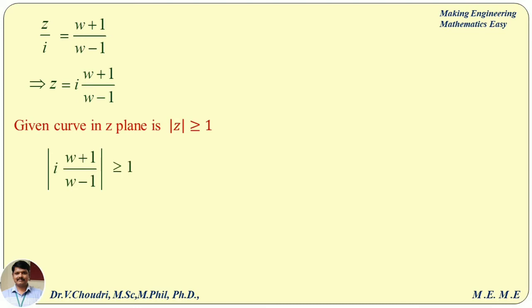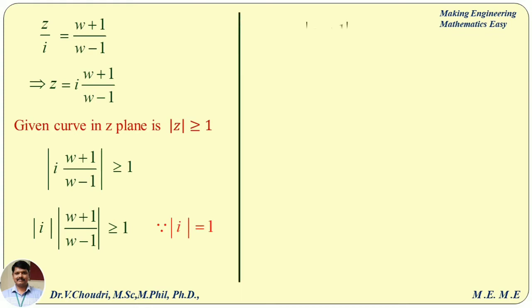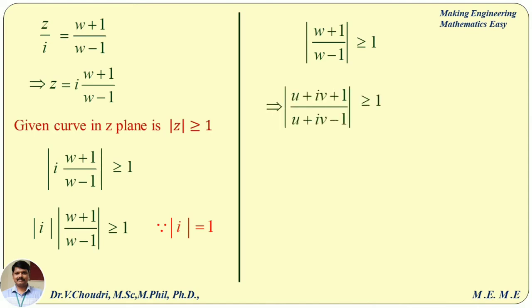Using the property, we can write this inequality as modulus i into modulus w plus 1 divided by w minus 1 greater than or equal to 1. We know that modulus i value equals 1. Therefore, the above equation becomes modulus w plus 1 divided by w minus 1 greater than or equal to 1. Now we are going to substitute w equal to u plus iv in this equation.